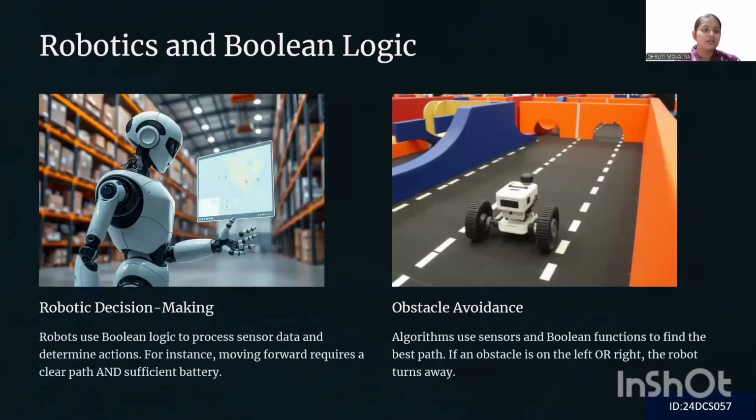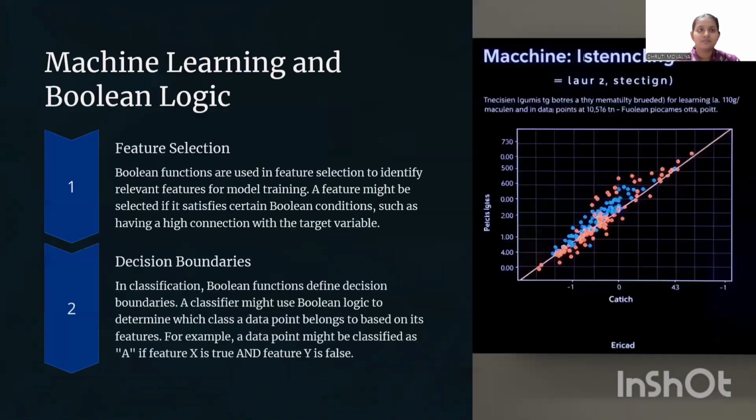Robotics and Boolean logic. Robotic decision making: robots use Boolean logic to process sensor data and determine actions. For instance, moving forward requires a clear path and sufficient battery. Obstacle avoidance: algorithms use sensors and Boolean functions to find the best path. If the obstacle is on the left or right, the robot turns away.